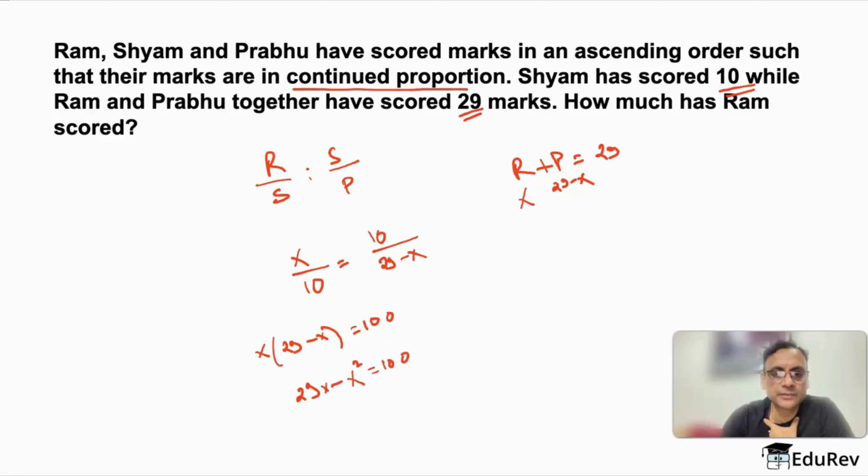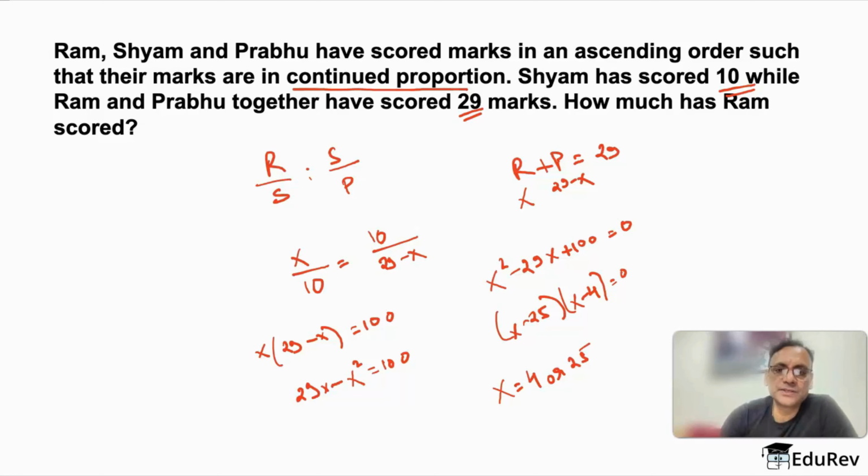or x square minus 29x plus 100 is 0, or x minus 25, we are solving a quadratic equation, into x minus 4 is equal to 0. That means x is 4 or 25. That means Ram could have scored 4, Prabhu could have scored 25, or Ram could have scored 25 and Prabhu could have scored 4. So these are my two answers.